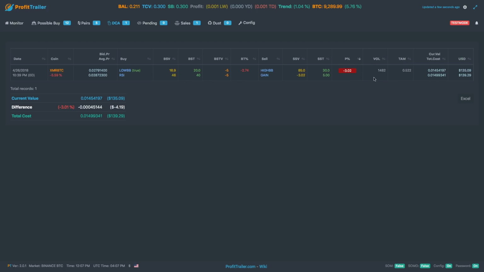The volume column is the total trading volume of this particular coin over the last 24 hours. Then you have total amount, pretty self-explanatory. It's the amount of the coin you're holding.